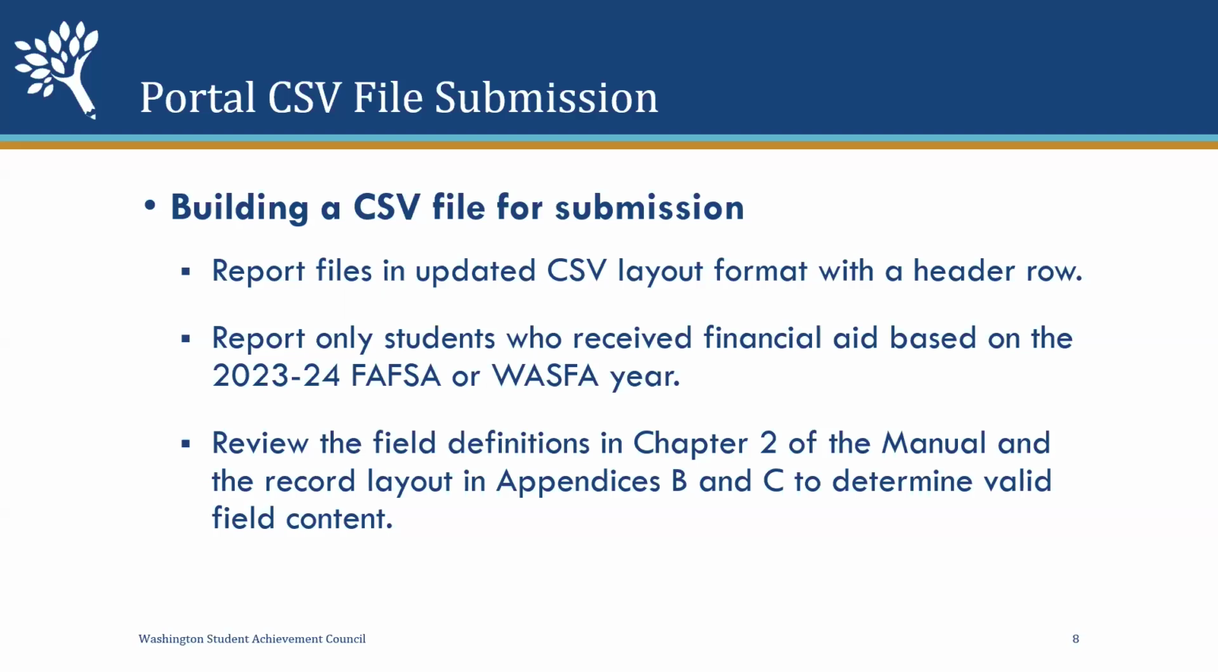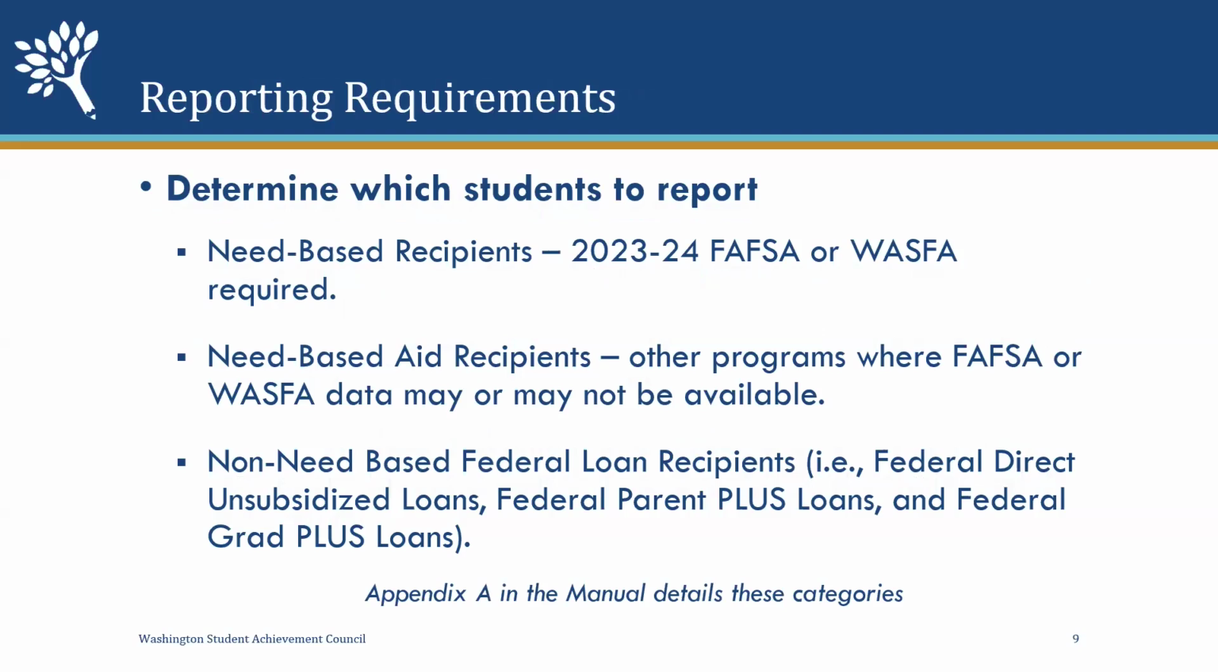We need you to review the field definitions in Chapter 2 of the manual and the record layout in appendices B and C to determine the valid field content. The students you need to report, as I indicated earlier, are those need-based recipients from the 23-24 year where the FAFSA or the WASFA is required. We also want the need-based recipients from other programs where the FAFSA or WASFA data may be available or not. But if it's need-based, we want to know about it. And then we want you to report all the federal loan recipients, so the non-need-based loan recipients. We're looking at federal direct unsubsidized loans, federal direct PLUS, and federal Grad PLUS. Those need to be reported.